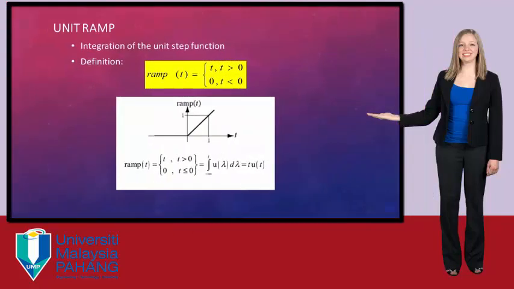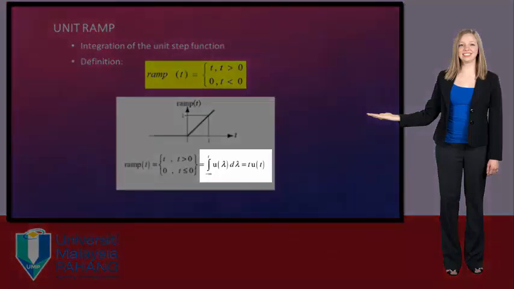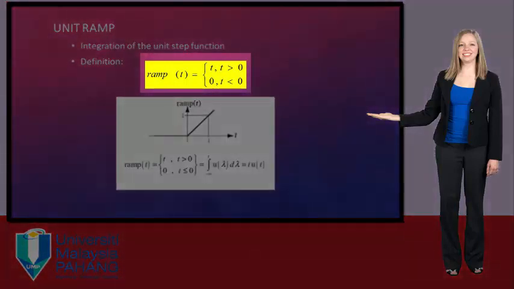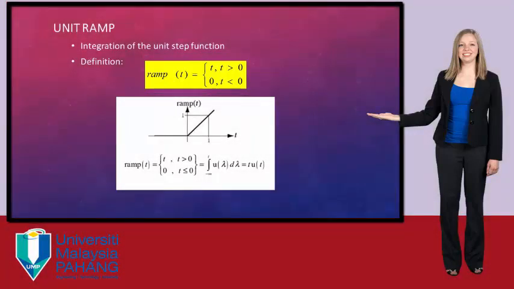Other than that, unit ramp is one of the elementary signals. The unit ramp function is the integral of the unit step function. We can define unit ramp as r(t) equals t for t greater than 0 and 0 for t less than 0. It is called unit ramp function because for positive t, its slope is 1 amplitude per time unit.